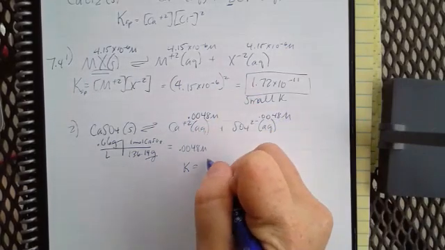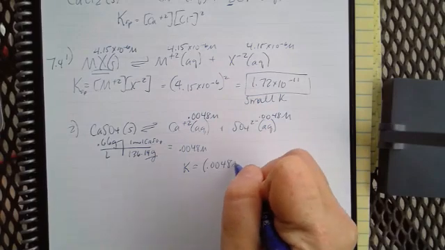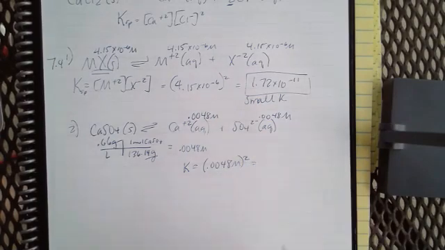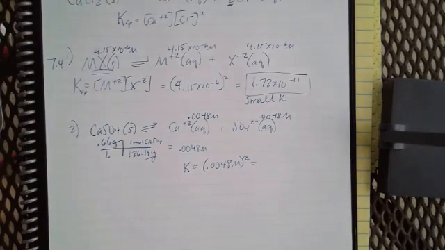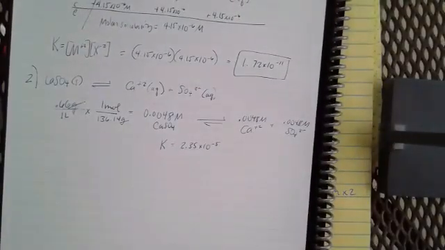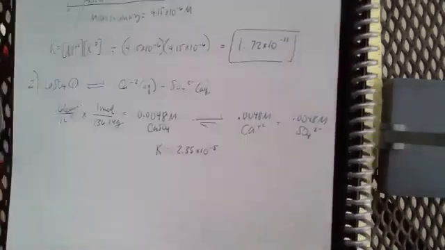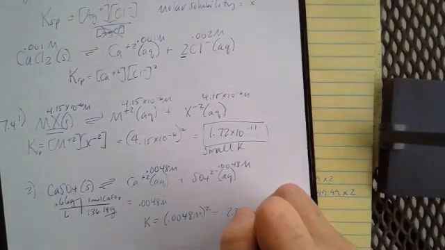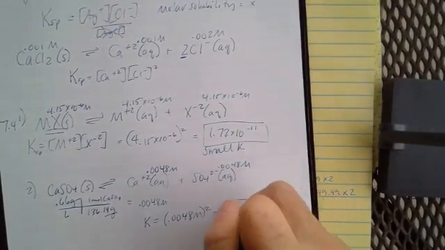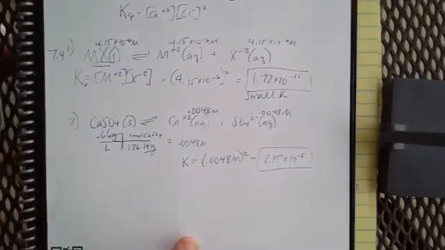And so K equals 0.0048 squared, times itself, which is, where is my answer? Wait a minute, don't tell me we're running out of time. Hey, where are you, Zoom? Zoom is going to cut us off. 2.35 times 10 to the minus 5. Y'all get that? Yep. All right.